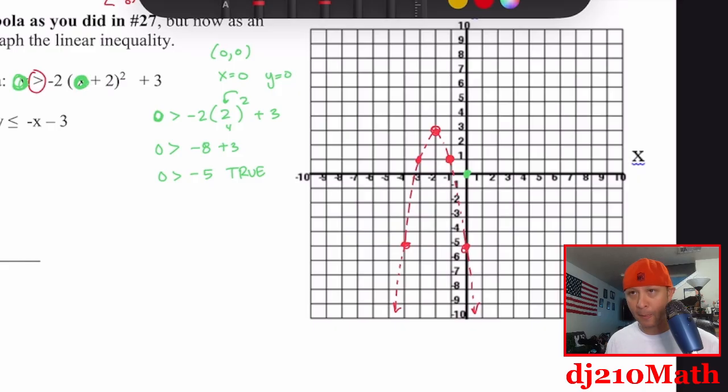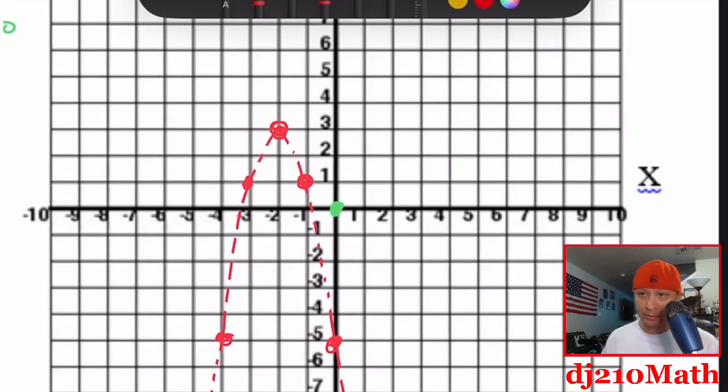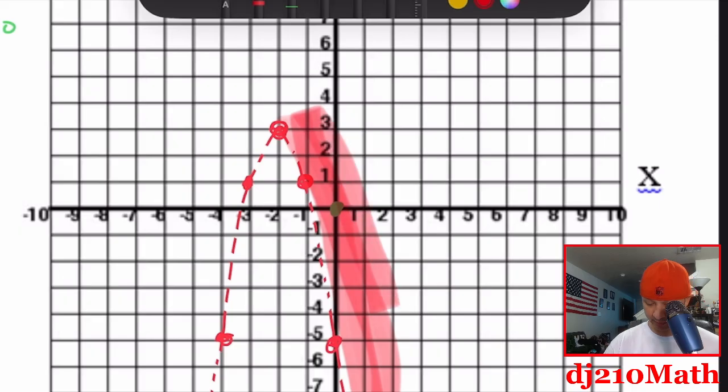So now, don't associate true with outside or inside. What I want you to associate true with is: if it's true, you shade on the side that has the point. So what side has the point? The outside has the point. Does it always have to be that way? No, but it's like that right now. So I'm shading outside because this is the side that has the point.